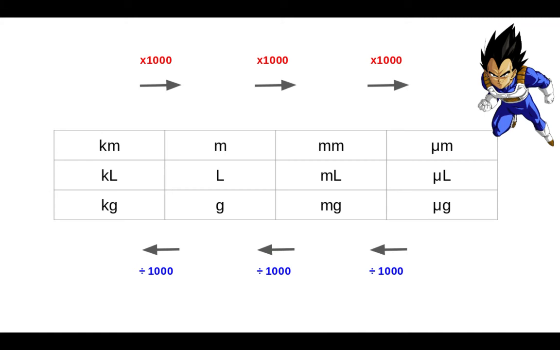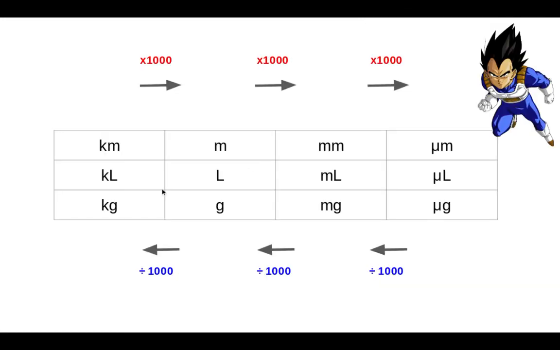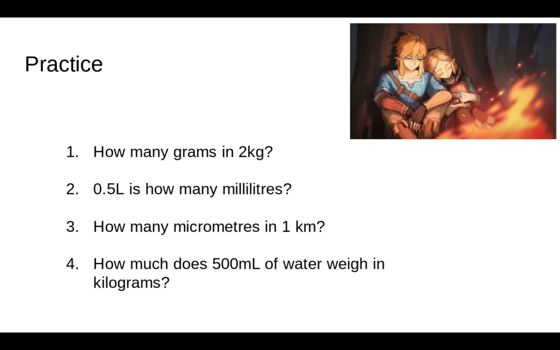So we're going to do some practice questions now, and then I'm going to give you some questions to try in a Google Forms. But I just want you to keep this table in mind, okay? So first one, how many grams in 2 kilograms, okay? So we've got 2 kilograms, so we want grams. So we just got to multiply by 1,000. Start with 2 kilograms. This is our final destination. Let's have a look. Yeah, 2,000.